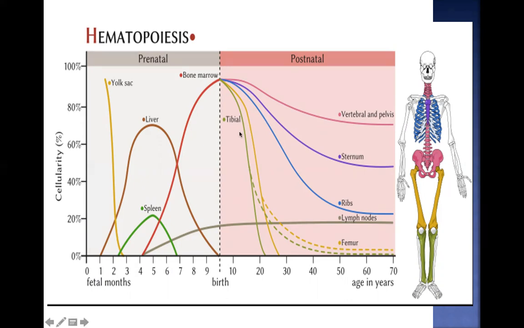Usually in the tibia, it goes further down by the time you reach the 20th and the 30th year of life. Likewise in the femur. So if you have a patient who is older than 30 or 40, the best sites for bone marrow aspiration and biopsy would be the vertebra, the pelvis, the sternum, the ribs, maybe the lymph nodes, but it's quite difficult to aspirate from the lymph nodes. So the best site would still be the axial skeleton.